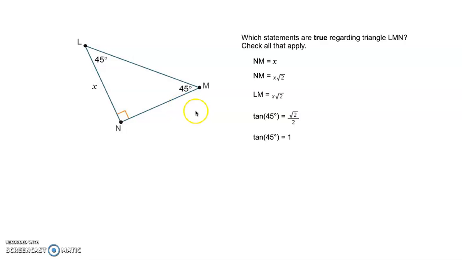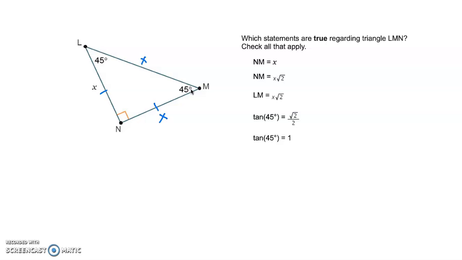So here's one of our special right triangles. We have a 45 degree right triangle. So which statements are true? Well, let's fill in the information that we already know without even looking at the trigonometric ratios. If this is a 45 degree right triangle, then those two sides are equal, so this is x, and we know our ratios form x radical 2. Now let's take a look at what it says. Is NM x? Yes, that one is true because this is an isosceles special right triangle. If NM is x, can it be x radical 2? No. Is LM, that's the hypotenuse, x radical 2? That's correct.